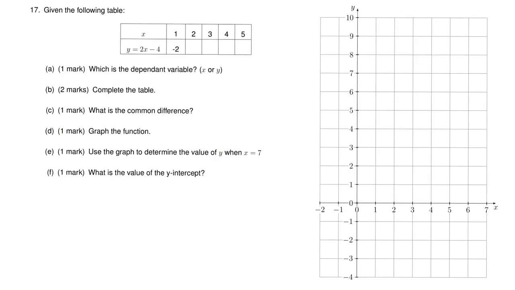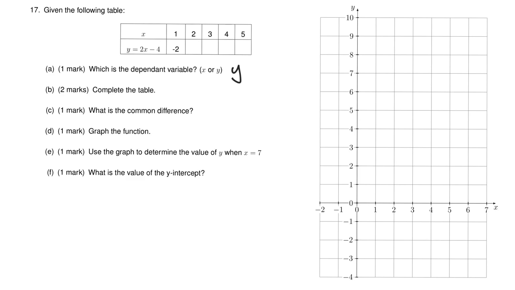There's a couple of questions around this table, so let's have a look at them. First one is, which is the dependent variable? Usually in these, it's the one on the bottom. It's the y, because our x values, we can pick whatever we want. They're independent. But our answers for y, after we do the substitution, will depend on the x value we put in. So these are the dependent values. So in this case, I would say y is the dependent variable.